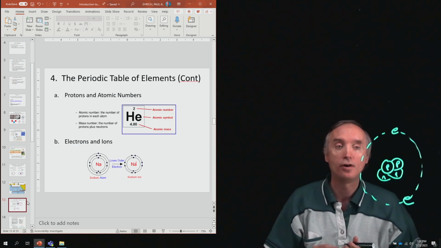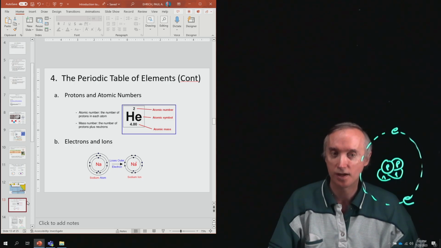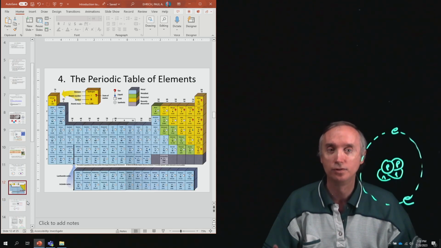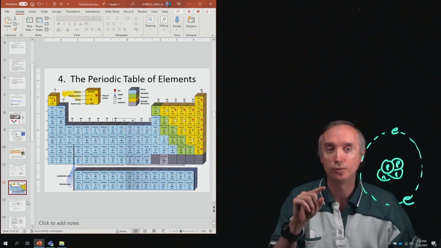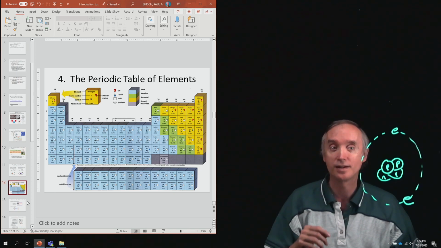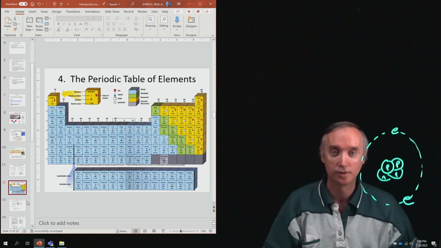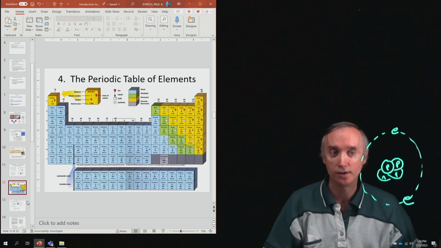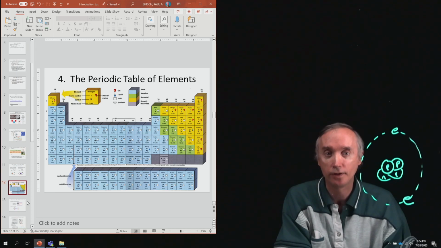So if on the exam I was to say, how many total electrons does carbon have? What you would do is you would find carbon, which is the letter C on the periodic table, and you would find its atomic number, which is 6. And so therefore, it's going to have 6 electrons. So the atomic number not only tells you the number of protons, but it also tells you the number of electrons if it's electrically neutral.